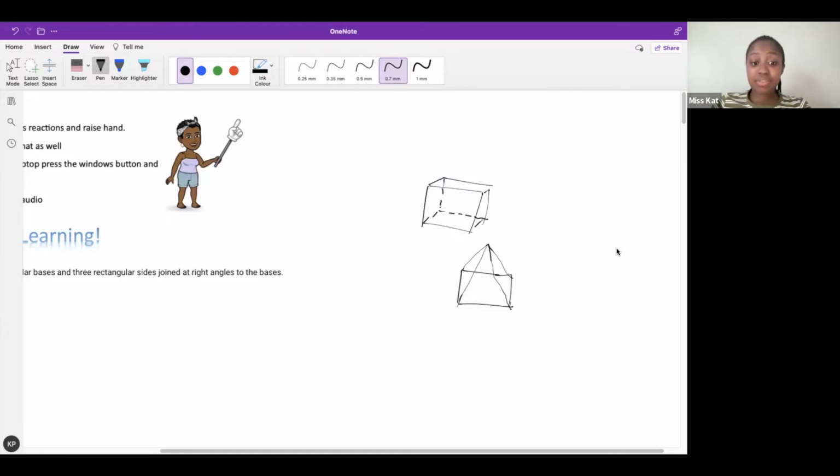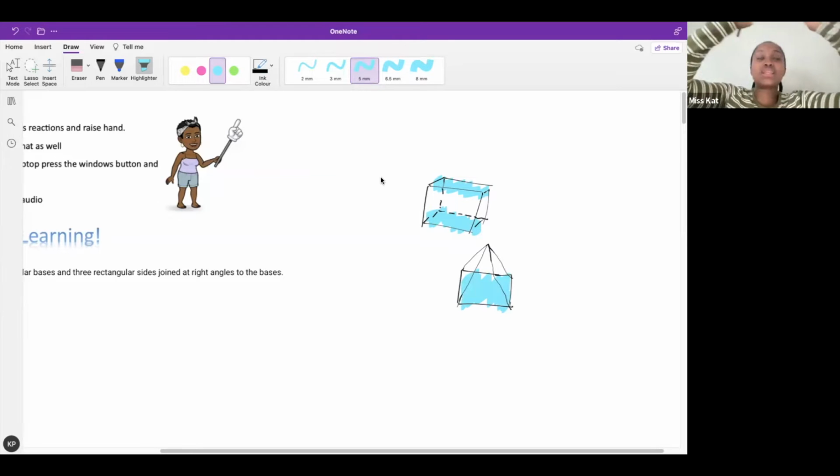Do you guys remember the difference now? Do you remember the difference? So a prism has the same base at the top and at the bottom. So this rectangle over here and the rectangle at the bottom are exactly the same shape. Whereas a pyramid only has one rectangle, which is the base. The rest of them are what? Triangles. They're triangles that all go up to meet at the top.